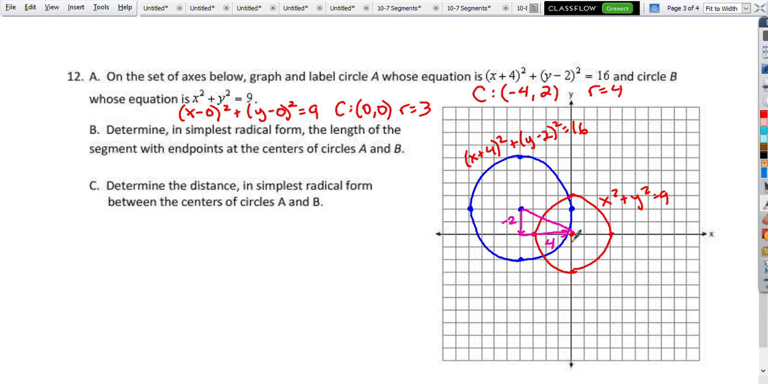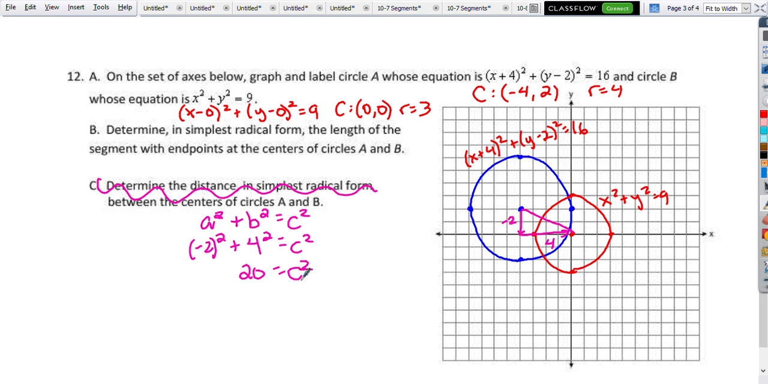So if you want to use Pythagorean theorem, by the way, C and B are the same thing, so just do one of them, okay? If we use Pythagorean theorem, a squared plus b squared equals c squared, or our distance here. I'm going to do negative 2, or really just 2 squared, plus 4 squared. And then this is 4 plus 16, which is 20.